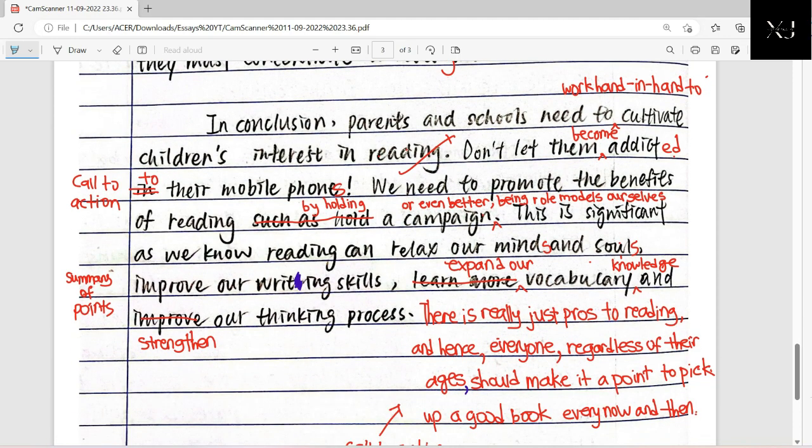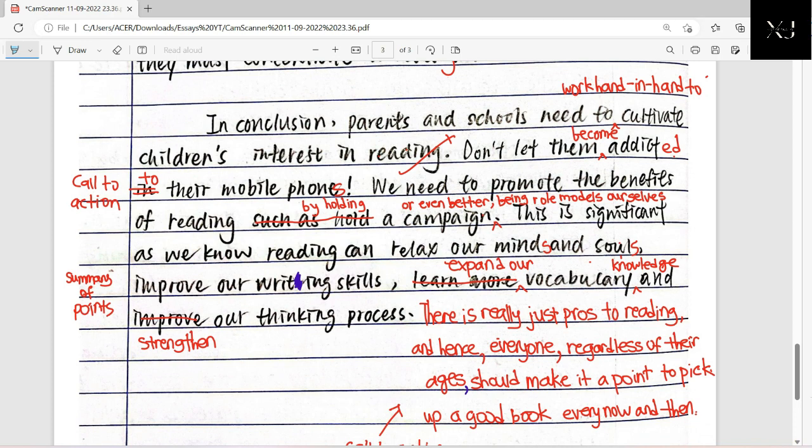Alright, finally, we have reached the conclusion. You can see her conclusion. It's actually not bad. It's just that I feel like I needed to add a couple of sentences for her, because it feels like the ending is not that satisfying. In conclusion, parents and schools need to cultivate children's interest in reading. Don't let them become addicted to their mobile phones. We need to promote the benefits of reading by holding a campaign, or even better, being role models ourselves.